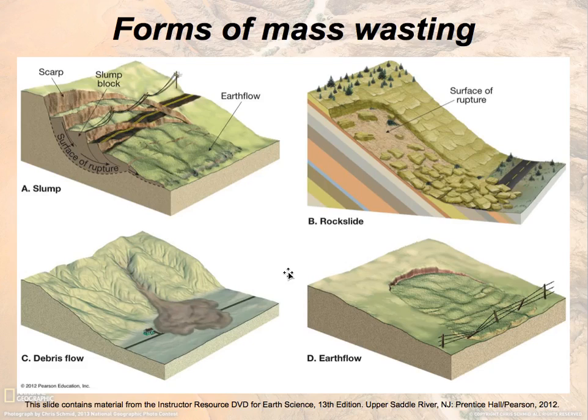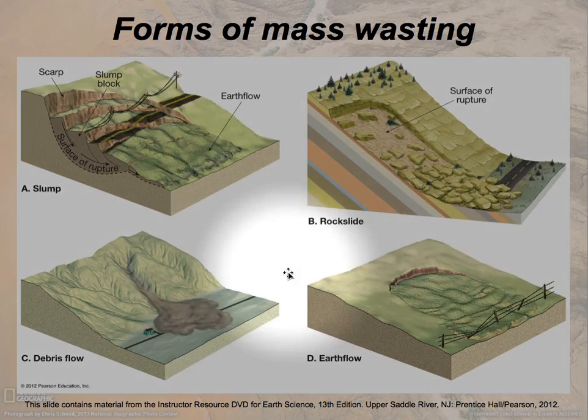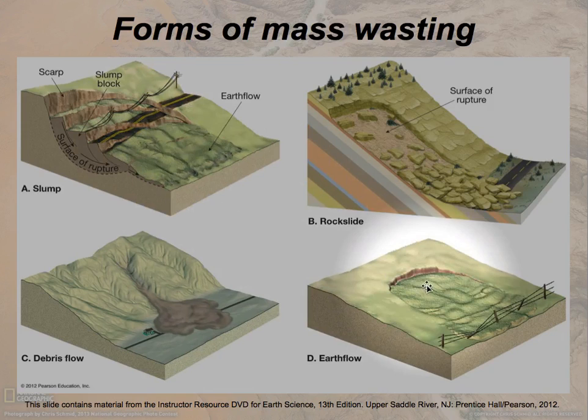This is a general view of those four types of rapid mass wasting events: slumps, rock slides, debris flow, which are often confined to channels, and earth flow, which we saw up here at the bottom of the slump. But an earth flow is a rapid but less steep and less curved movement of earth that doesn't occur in blocks.